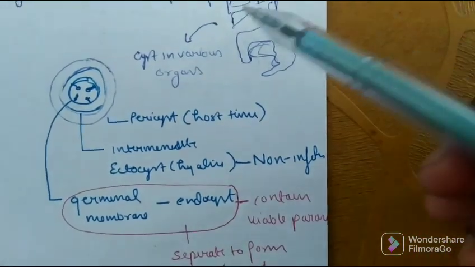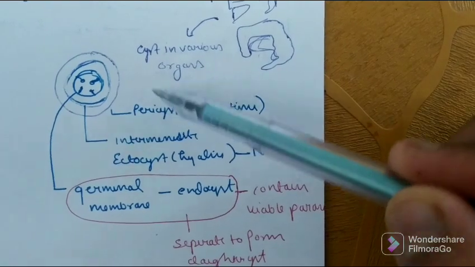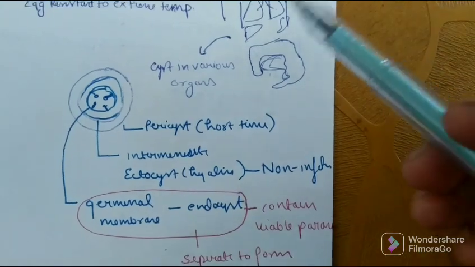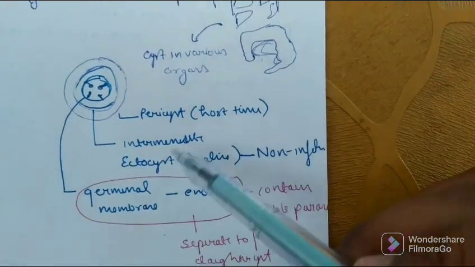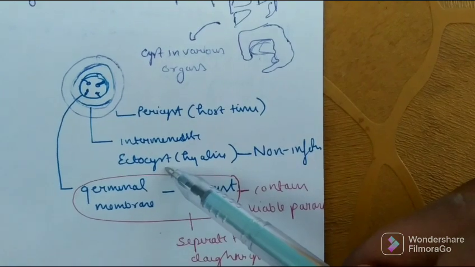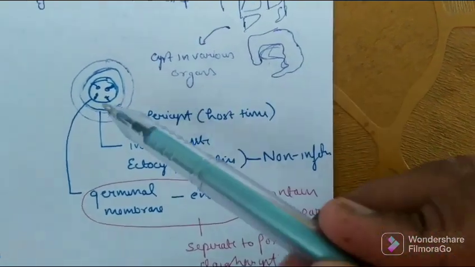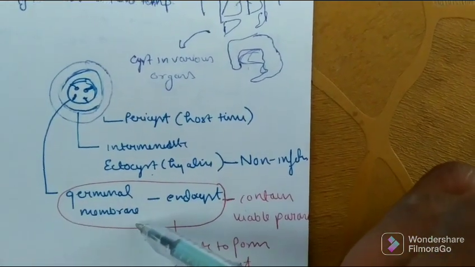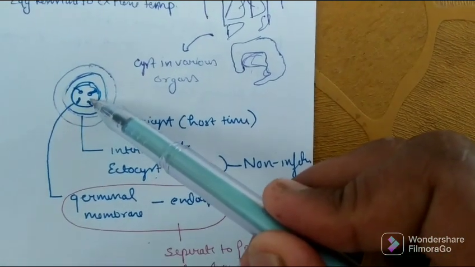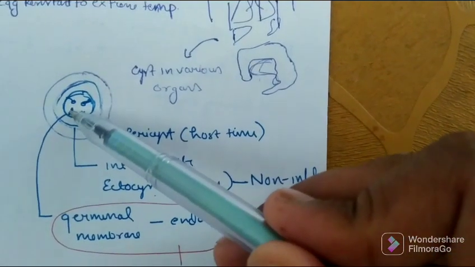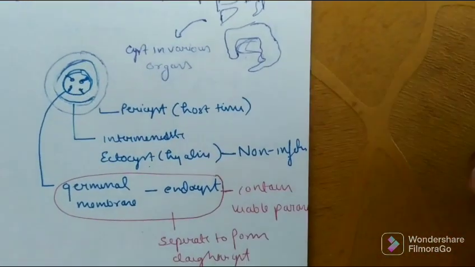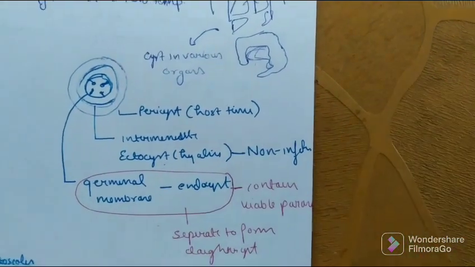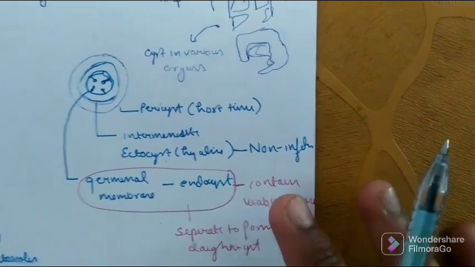Okay, let's try to understand it. So the first layer, outermost, is the pericyst, which is actually formed by the compression of the surrounding tissues or organs. So it is of host origin, pericyst. The next layer is the intermediate ectocyst, which is hyaline in nature and non-infectious. The innermost layer is the endocyst, also known by the name of germinal membrane, because it contains the viable parasite within it, and hanging from it are these daughter cysts. When the hydatid cyst ruptures, daughter cysts are released within. So the infectious layer is the endocyst or the germinal membrane.